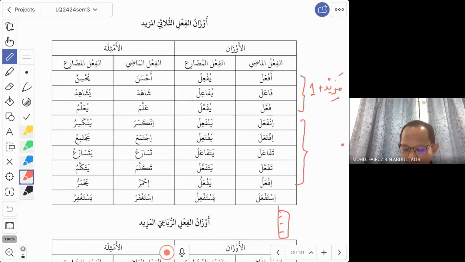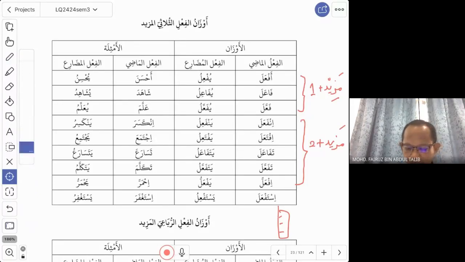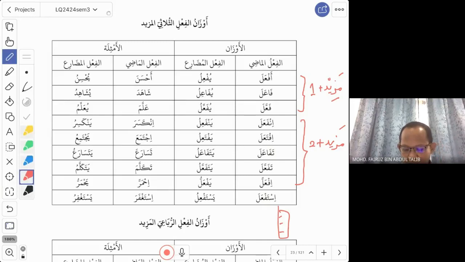these are mazid plus 2 letters. These are mazid with 2 additional letters. If you look at this one, you have fa, ain, lam, and you have 2 additional letters, alif, nun. Here you have alif and ta, 2 letters. Here you have ta and alif. Here you have ta and tad'if. And here you have alif and tad'if. So these are the mazid with additional 2 letters. Mazid bi harfain. And the last one here, okay, with the one that I omitted. So these are the mazid plus 3.